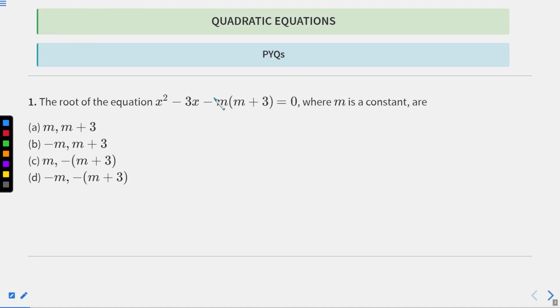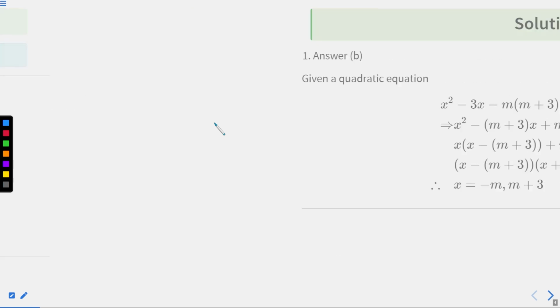In question number 1, it says: the roots of the equation x square minus 3x minus m times (m plus 3) is equal to 0, where m is a constant. Here we have to find the roots of this quadratic equation where m is a constant. We have been given 4 options, and among these options we have to say which is correct. So students, let us solve this problem.